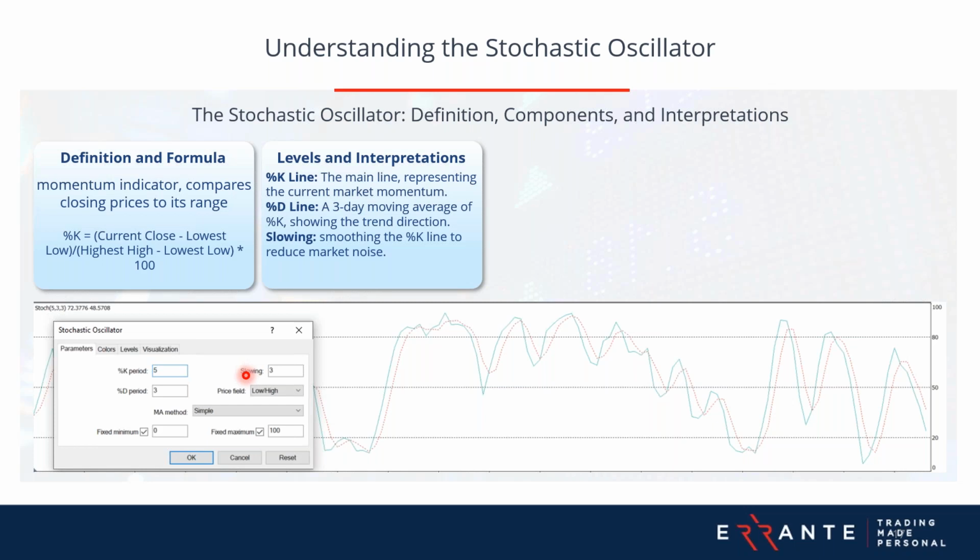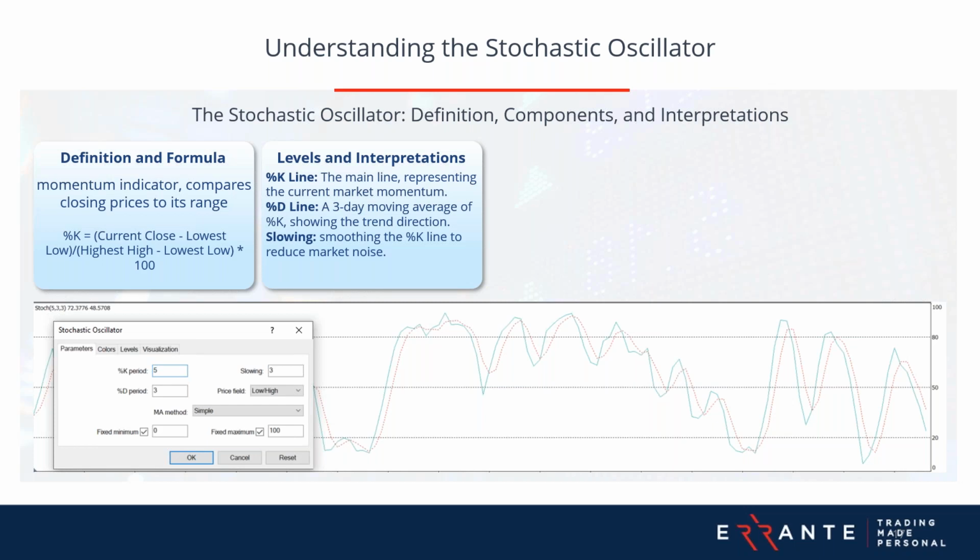A slowing factor of 3 is a factor to smooth the percent K line, thus reducing the impact of market noise on the oscillator's readings. The levels and their interpretations are pivotal in utilizing the stochastic oscillator effectively. Readings above 80 typically suggest that the security is overbought and could be primed for a downward reversal, while readings below 20 indicate oversold conditions, potentially leading to an upward reversal.